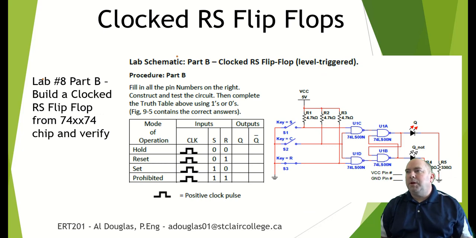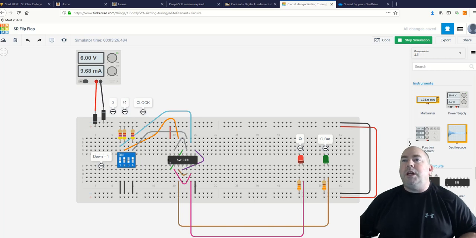And this is part B of the lab, which we will demonstrate in TinkerCad. Okay, this one is the clocked SR flip-flop. So the difference here, we have our S, our set, our R signal. We now have this clock signal. And we have it wired up as it's called for in the lab. We have our Q and Q bar. So the difference with this is now nothing changes when we flip our S and R switches.